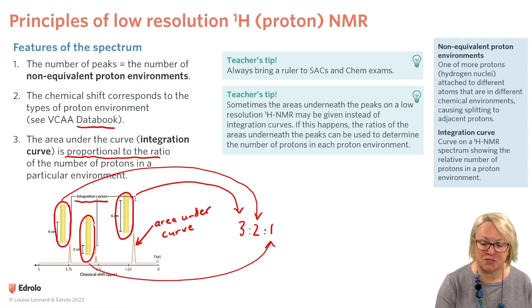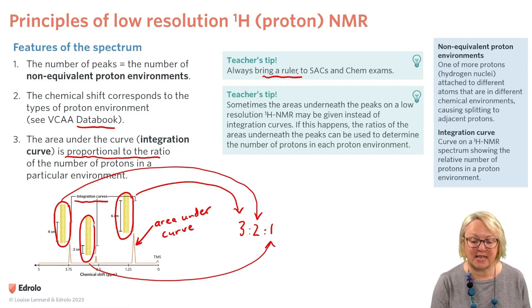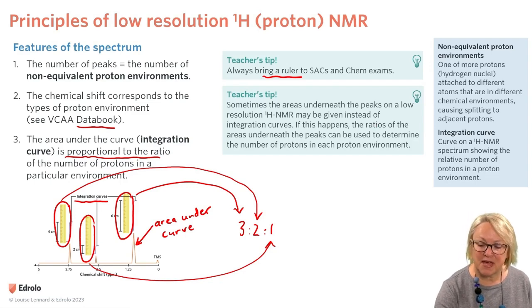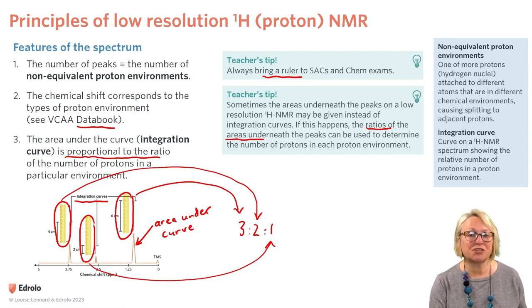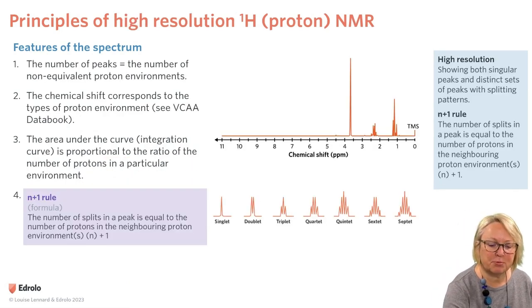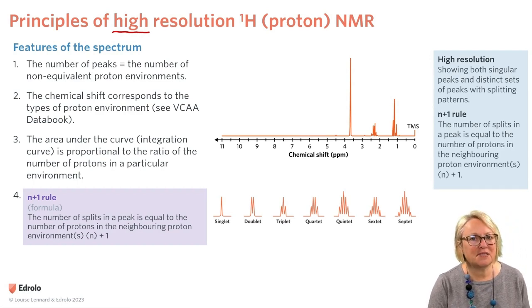Because you might need to use a ruler, always bring a ruler to your SACs and chem exams. Now, sometimes the areas are given instead of the integration. If that happens, then we can still determine the ratios to determine the number of protons in each unique proton environment. Okay, now we're going to look at principles of high-resolution proton NMR, and this gives extra information.